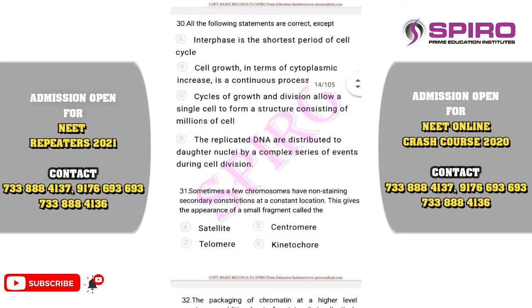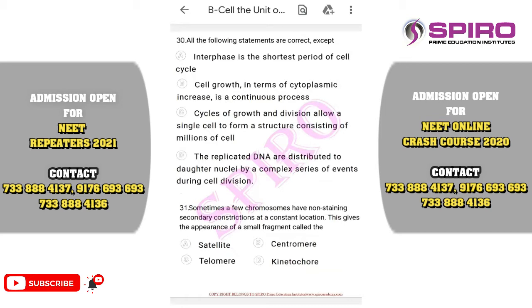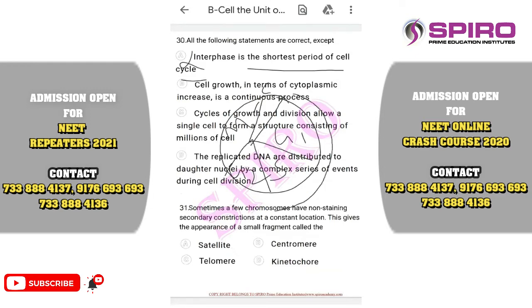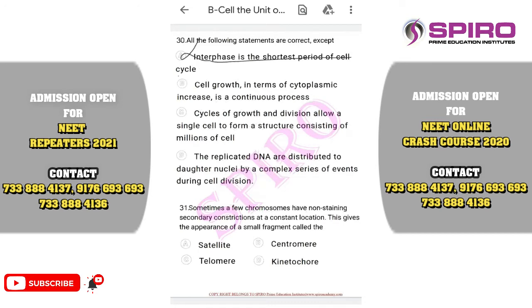So next, all of the following statements are correct except, okay? The interphase is the shortest period of the cell cycle. So this first statement is even wrong. Here you should understand that the cell cycle is divided into two important parts. One is G1, S and G2. Then it is the mitotic division. This is cytokinesis and this is the mitosis. Almost 95% of the time is taken by the interphase period. Only 5% is taken by the mitosis. Okay, so most of the time in cell division is occupied by the interphase. So it is the incorrect statement here.